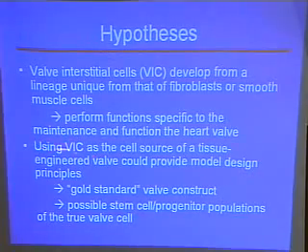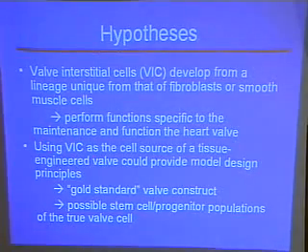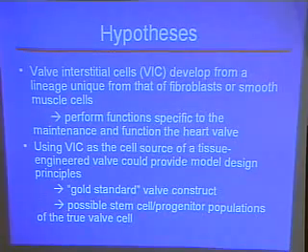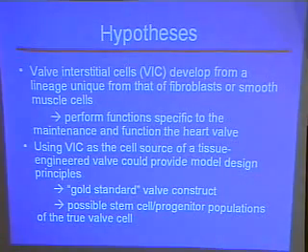So using the valve interstitial cells as a cell source for a tissue engineered valve could provide us model design principles. This would hopefully yield a gold standard valve construct. And then down the road, we could look for possible stem cells or progenitor populations of the true valve cell that could be used for an autologous cell source.